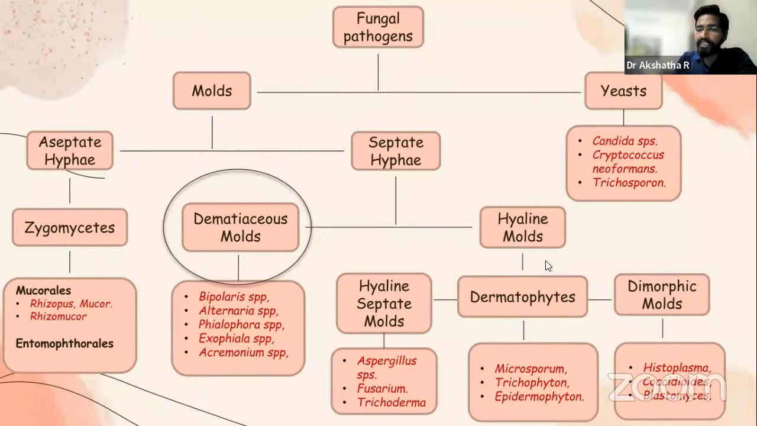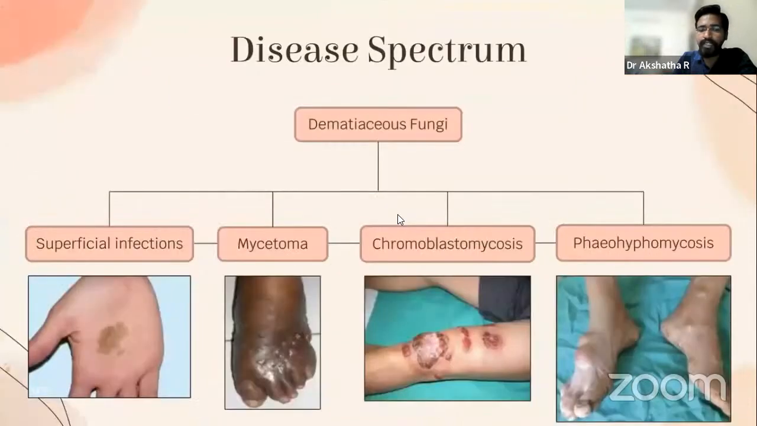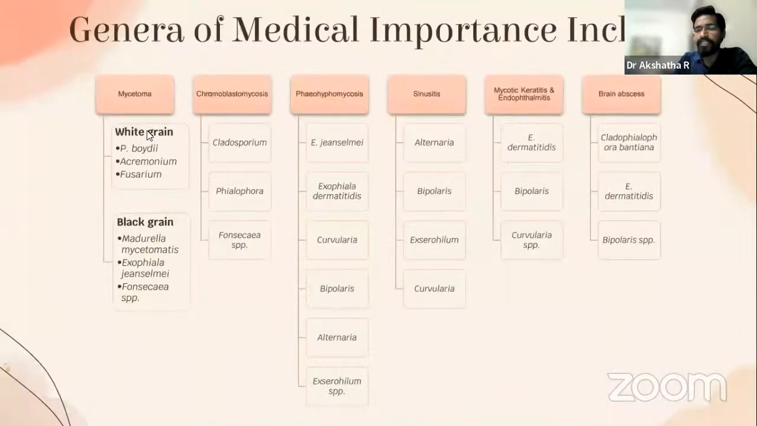Among hyaline fungi, there are dimorphic fungi such as Histoplasma, Coccidioidomycosis, Paracoccidioidomycosis, and dermatophytes like Trichophyton, Microsporum and Epidermophyton; these are the common ones. Hyaline septate hyphae include Aspergillus, Fusarium and others, which we see most commonly. The approach to dematiaceous fungi: is it a superficial infection, mycetoma, chromoblastomycosis or phaeohyphomycosis?